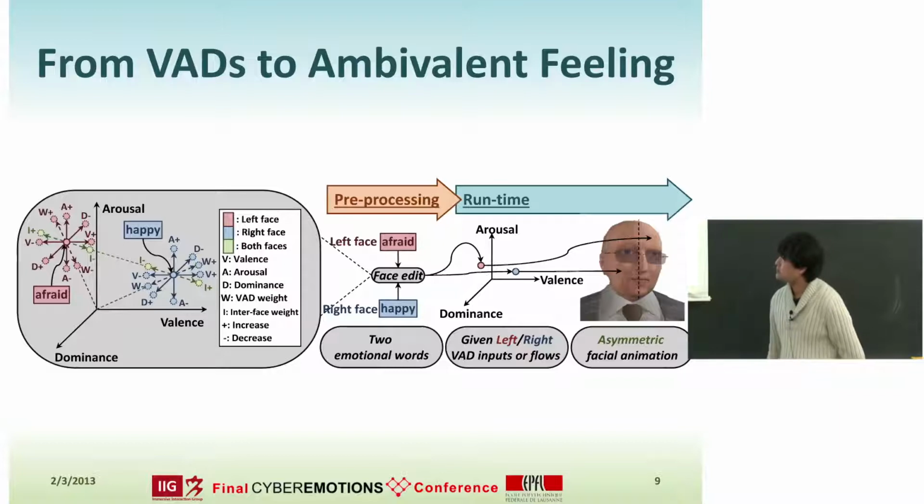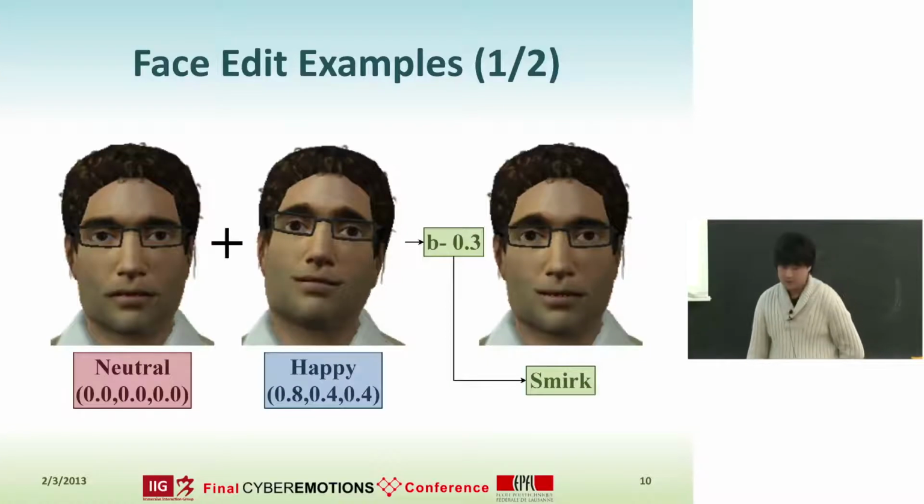The face edit parameter is quite simple. As I show you the slider, after choosing an emotional word, we can modify the VAD, the weighting of VAD, or the distance between two different emotions. So we can control these values to refine the facial expression. Here are two examples of how we made the asymmetric face.